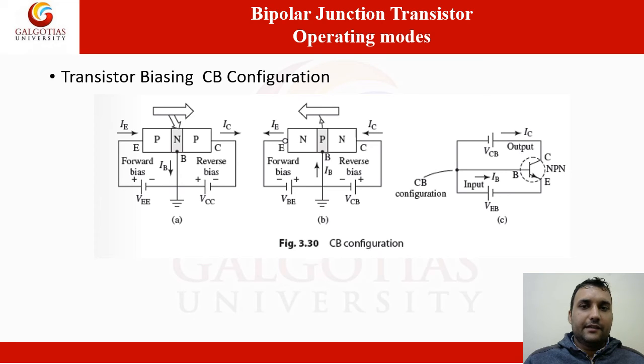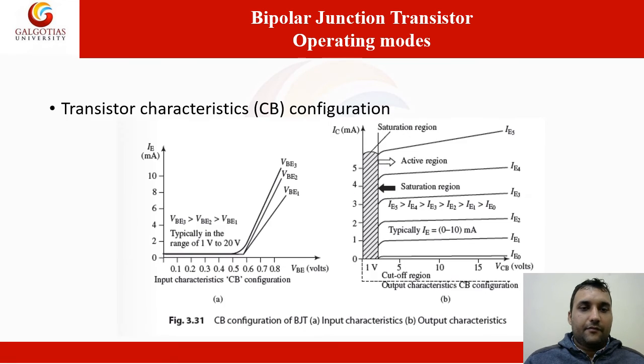Bipolar junction transistors, that is, this is the operating mode. This is transistor biasing in the CB configuration. This is the CB configuration here. The P and N types are there. This is the forward bias. This is the reverse bias. This is IE and this is IC. This is transistor characteristics and configuration, that is the input characteristics of the CB configuration. This diagram shows this operating mode.